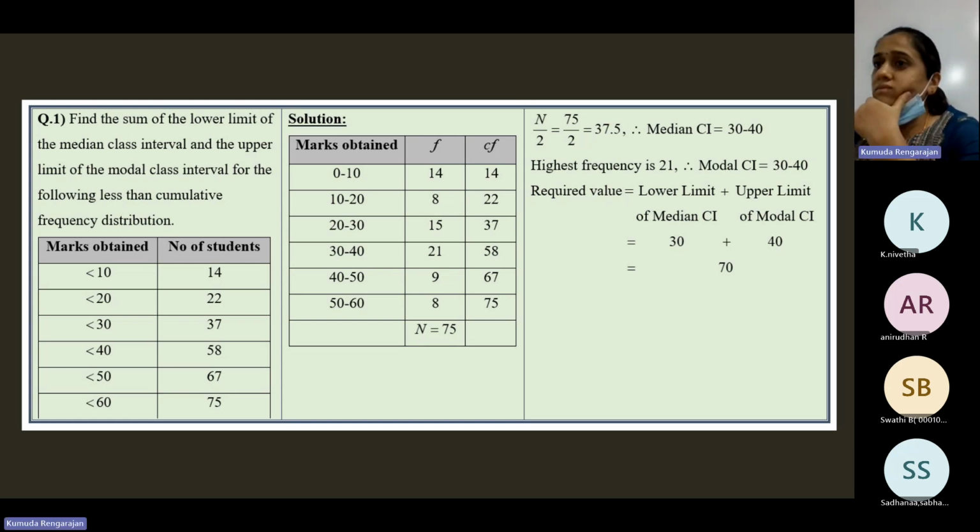Okay, so now you understood where you went wrong, and next time you'll not go wrong, right? Okay. So first we'll have to prepare the frequency distribution table. And why did we prepare the cumulative frequency column? Because we have to find the median class interval. So we need the cumulative frequency column. So n by 2 is 37.5. So the CF just more than that is 58. So the corresponding class interval 30 to 40 is the median class interval.